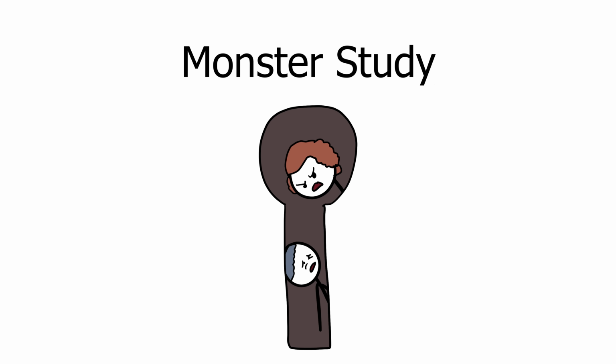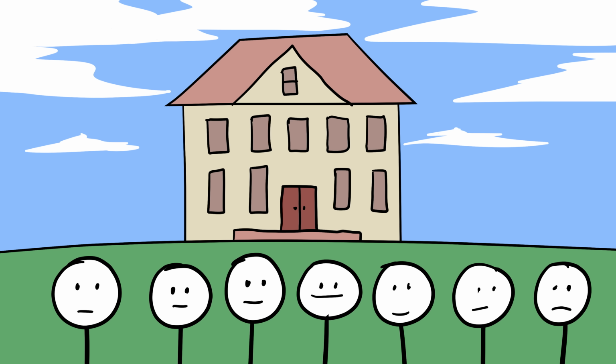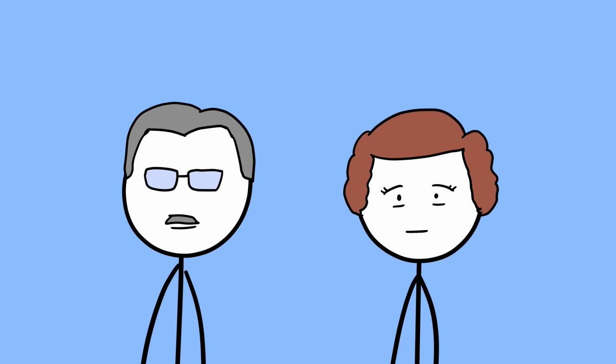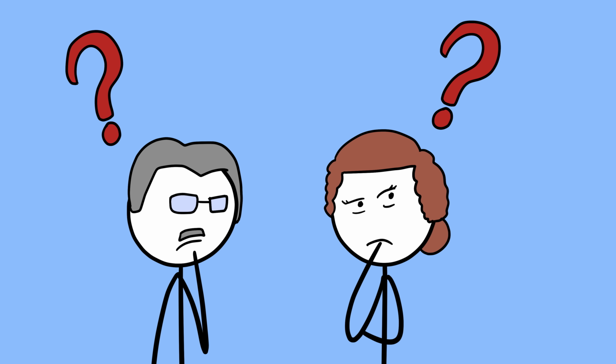Number 9. The Monster Study, Teaching Children to Stutter. In 1939, a group of orphans in Iowa became the subjects of one of the cruelest psychological experiments ever conducted. Speech pathologist Wendell Johnson and his graduate student Mary Tudor wanted to test a theory. Could stuttering be created in children simply by making them believe they had it?